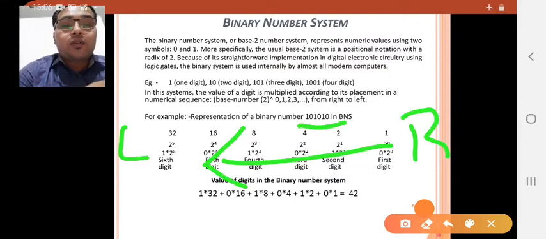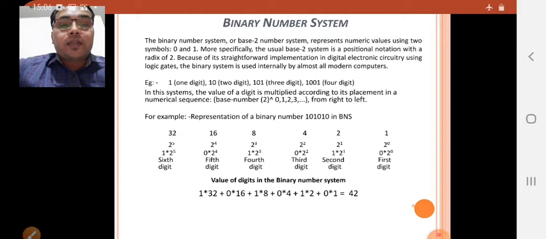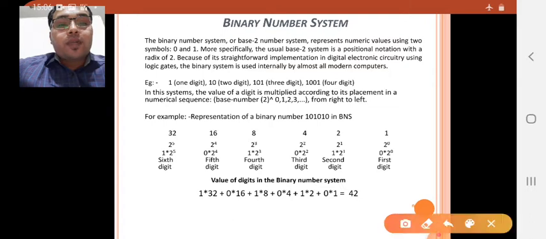Now you just check the representation: 1 2 4 8 16 32. That means the multiples of 2 are being used in this particular technique. 1 multiplied by 2, 2 multiplied by 2 is 4, 4 multiplied by 2 is 8, 8 multiplied by 2 is 16, 16 multiplied by 2 is 32. This is the feature. That means the multiple of 2 is required over here, and you can see that also.